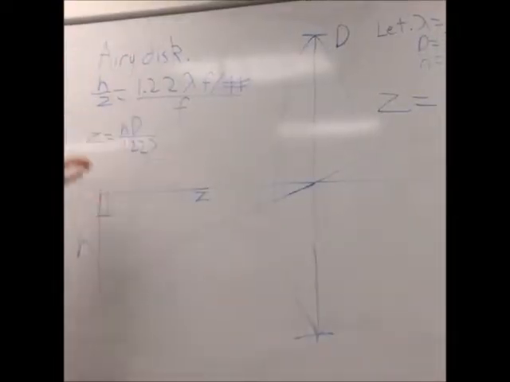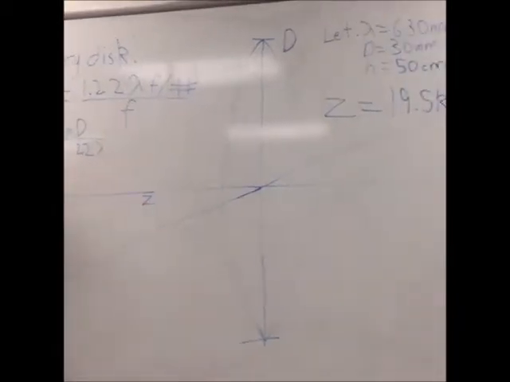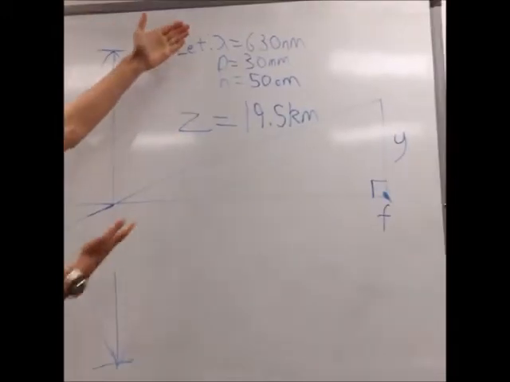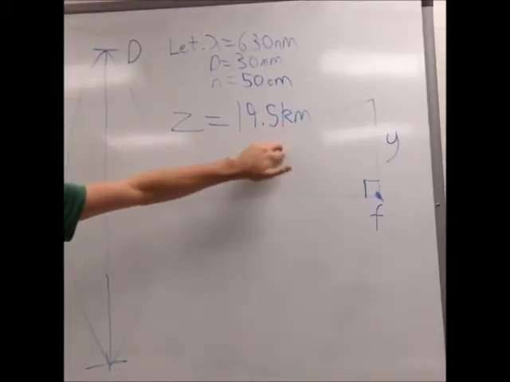Under Airy disk, Fraunhofer diffraction, and bright triangles, we found the distance at which 2 points can be resolved is this value right here for Z. An example is this right here, where 19.5 kilometers is that distance.